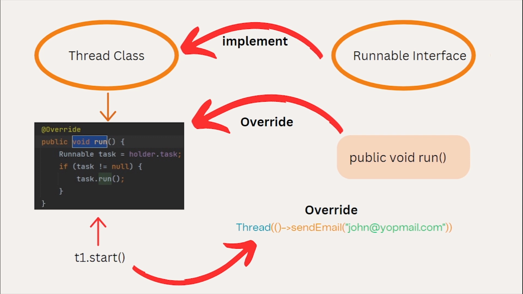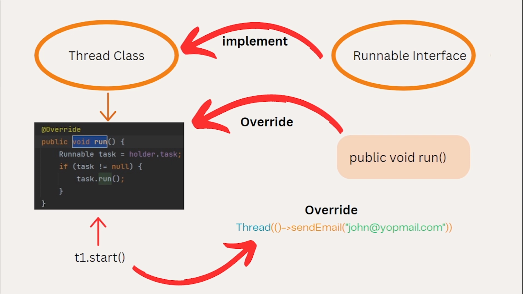If we don't provide any runnable reference, then it will do nothing. If we provide any runnable instance, then it will execute the run method and it will execute the code that we have written within the run method. When we call the start method, it calls the run method internally. So whatever functionality you have written in the run method, it will execute automatically.